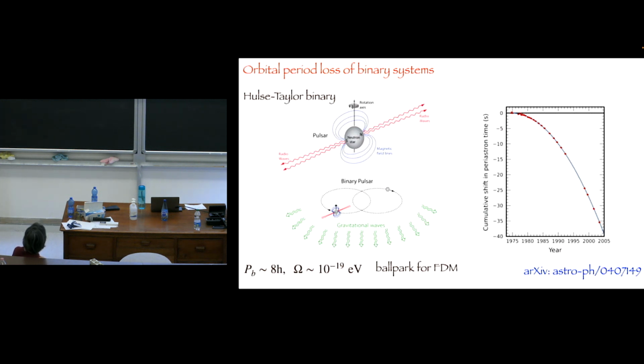Now, one interesting thing is that this binary has a very stable orbit, with the two stars very far away from each other. If you measure the orbital period, which is roughly of the order of 8 hours, and convert it to a frequency, it is roughly of the order of 10^-19 eV. So this is in the ballpark of fuzzy dark matter. If we assume that there is some dark matter which has some coupling to the particles in the binary system, then it can radiate such kinds of ultralight particles.